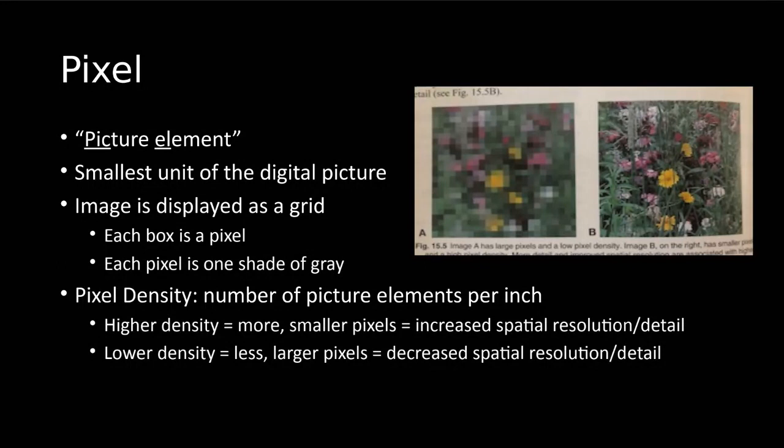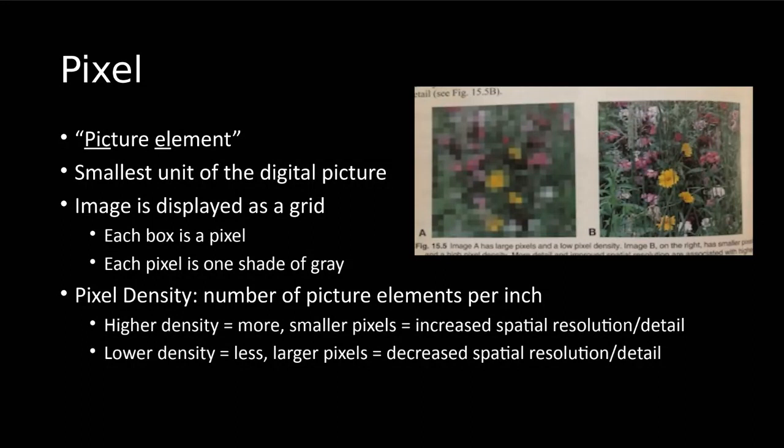This is the smallest unit that we can actually give to a digital picture. The image of our picture is going to be displayed as a grid, and each box is its own 1 pixel. That 1 pixel is only going to be 1 shade of a color, and in our sense, 1 shade of gray. So if you're thinking about how do I get the best picture quality, and you're looking for that new iPhone and comparing the two, you want the one that has the highest pixel density, the most number of picture elements in that grid, or in our case, per inch.